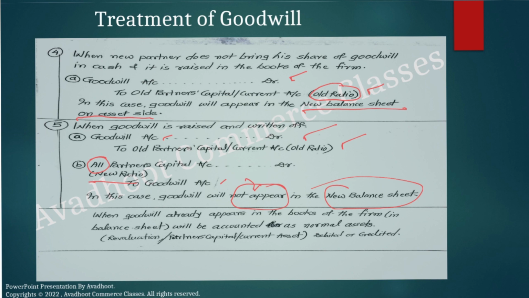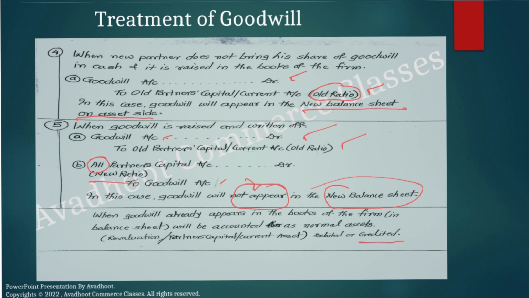When goodwill already appears in the books of the firm, as a normal asset, then it will be accounted for as a normal asset. That is, in case of depreciation it goes to the debit side of the revaluation account, or to the partners' capital or current account, and in case of appreciation it goes to the credit side of either of these two accounts.